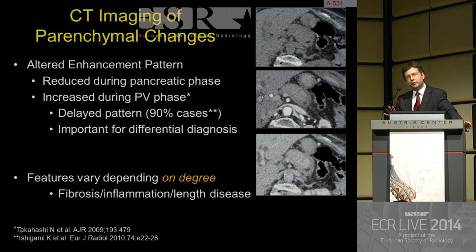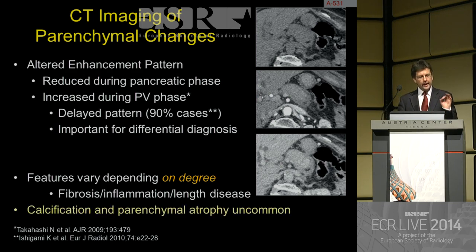However, all the features I've just mentioned will vary depending on the degree of fibrosis, inflammation, and also, very importantly, the length of disease. Are we dealing with an acute presentation or a recurrent presentation in more chronic cases? Calcification and pancreatic atrophy are very uncommon, and I'll come back to that in a moment.